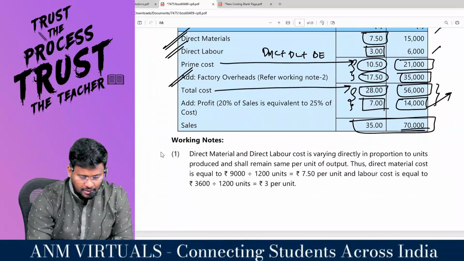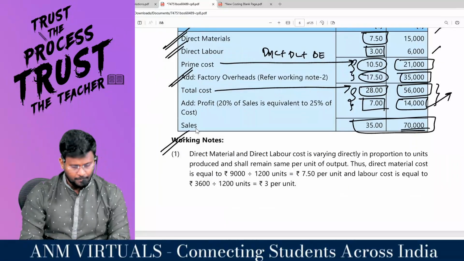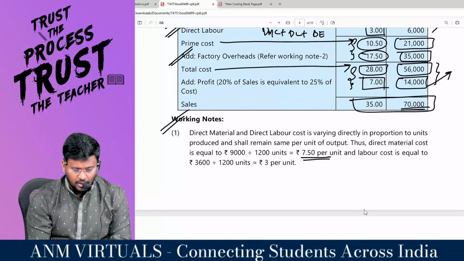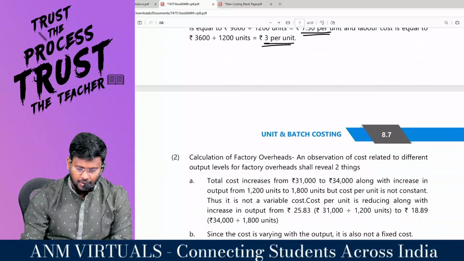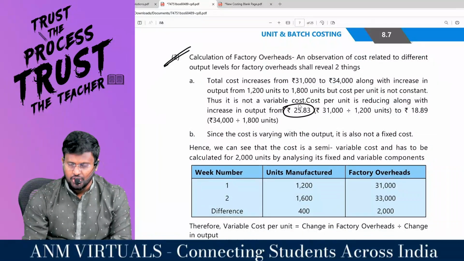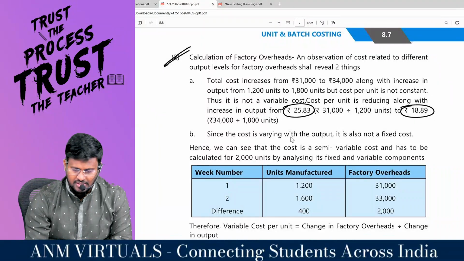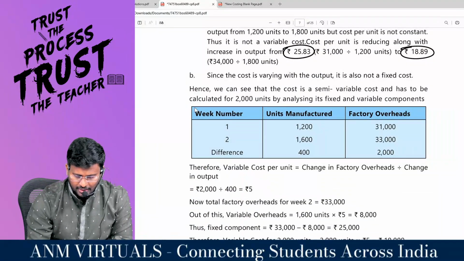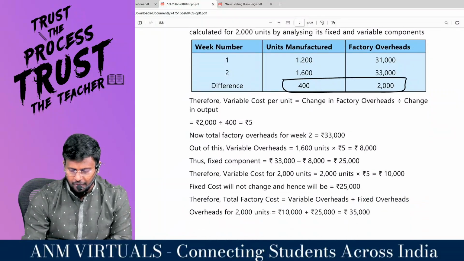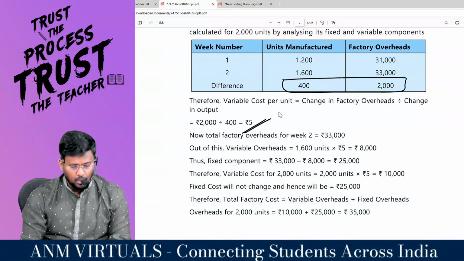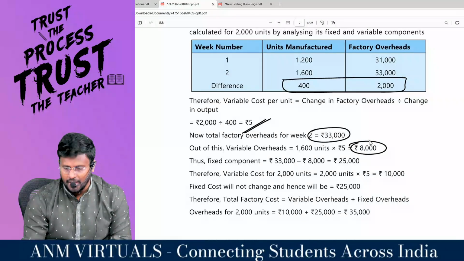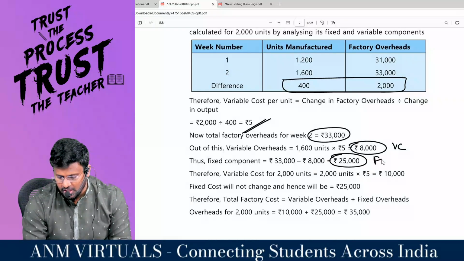You can read the working note whenever you are free at home, because they are saying that the material is 7.5 per unit and labor is 3 per unit. Comfortable. And factory overhead, they said that per unit it is not matching. Even for us also it is not matching, right, sir? Then they have calculated the difference in cost divided by difference in units, 2,000 divided by 400, they got 5. Now the total factory overhead for week 2 is 33,000. In that, 8,000 is variable and 25,000 is fixed.